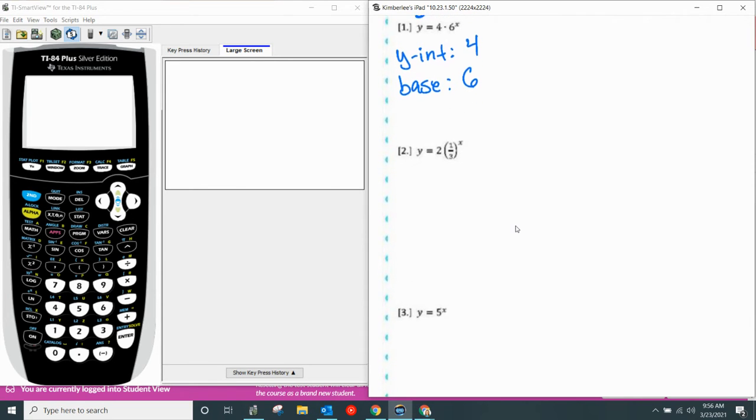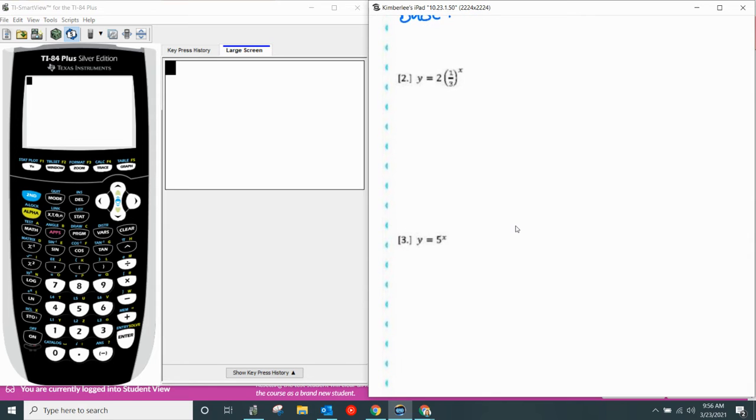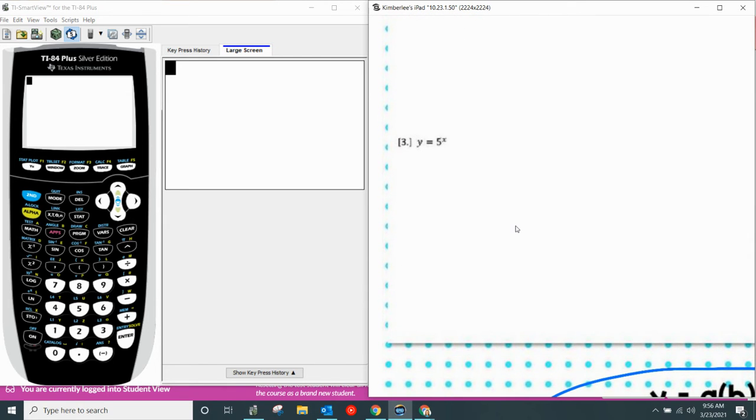Now, I'm going to help you. You can do number 2 on your own. I want to show you number 3. Number 3 looks a little different. Y equals, I don't have an a value, right? Because I want it to be in this form, a times b to the x. But where's the a value? I see b, so your base for this one is going to be 5. Easy to plot that. Where's the a value?